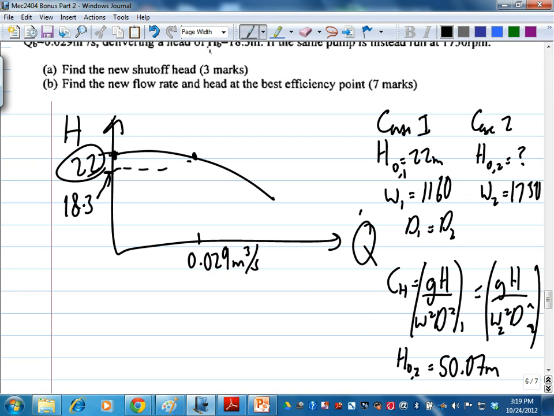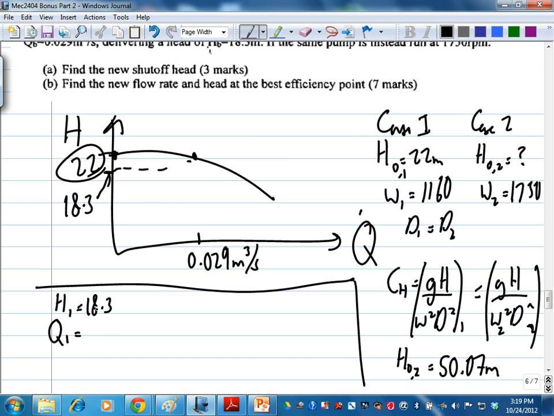Okay. For case 2, head and flow rate. So case 2, H1 is 18.3, Q1 is 0.029 meter cube per second. Omega 1 is 1160. Omega 2 is 1750. We want to find H2 and Q2.